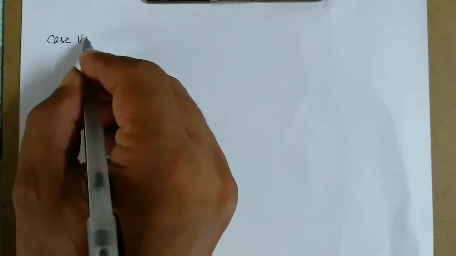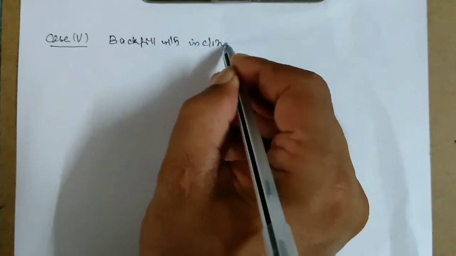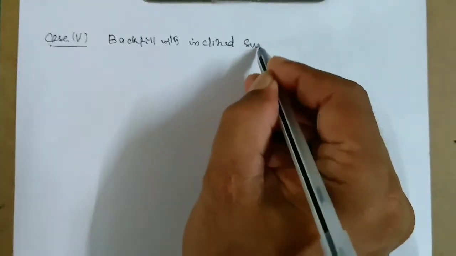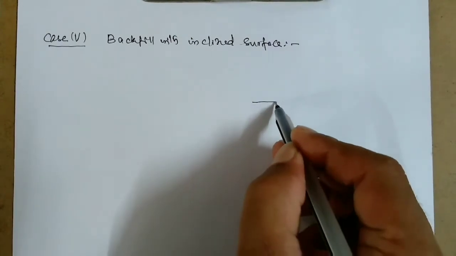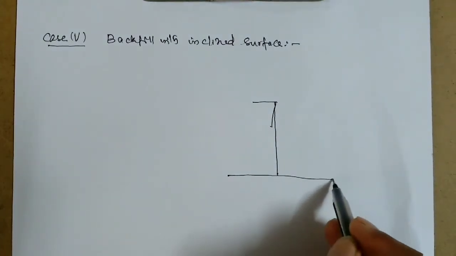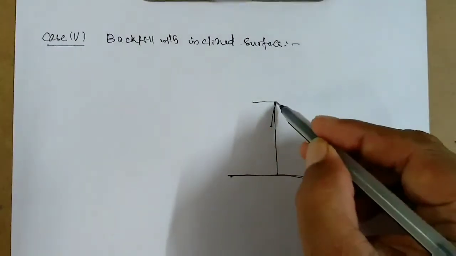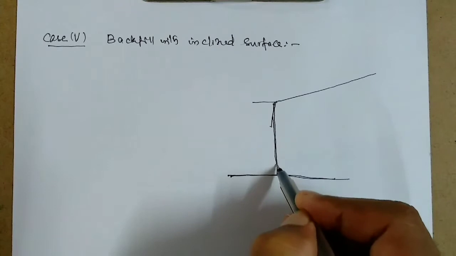Case 5. Backfill with inclined surface or sloping surface. Then the retaining wall, say vertical back of the wall, but inclined backfill.